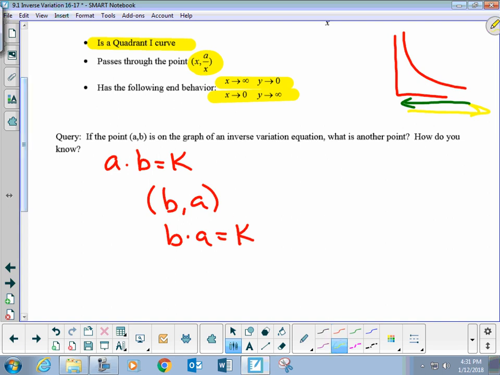So a point like (a, b) has a twin that is (b, a). Both of those are on the graph of y equals k over x. They are both points on the graph.